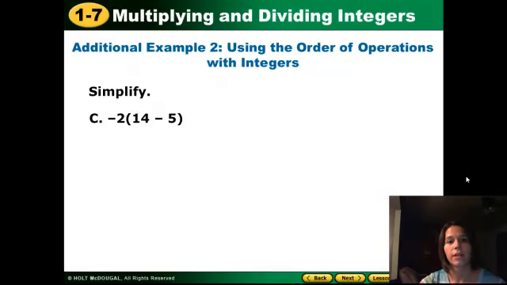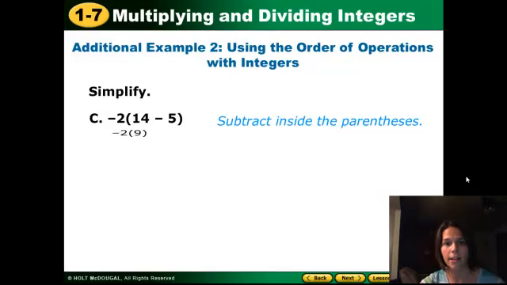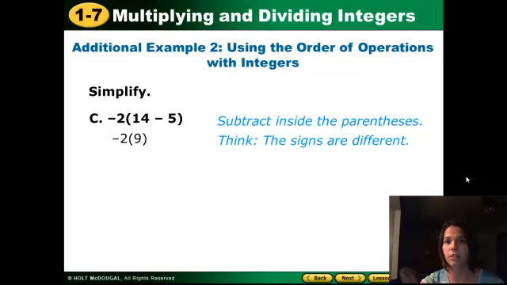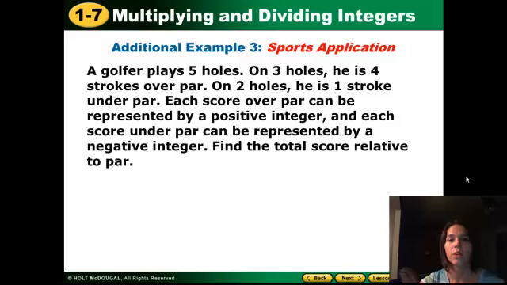Okay, another example of this. Again, my parentheses first. 14 minus 5 is 9. Now let's look at my signs. Negative 2 times 9, my signs are different, so my final answer is going to be negative. And I can go ahead and multiply that. Negative 18. We're going to look at one sports application for this, and it's golf scores.